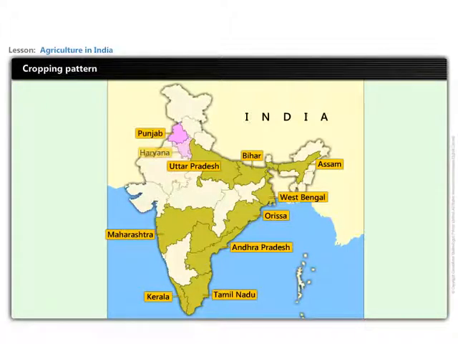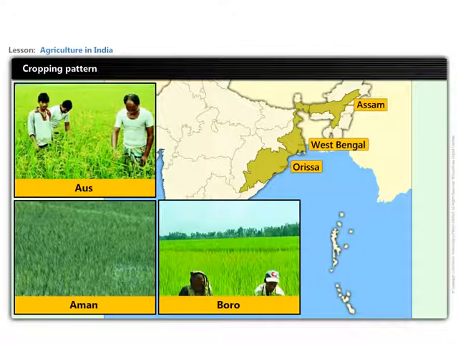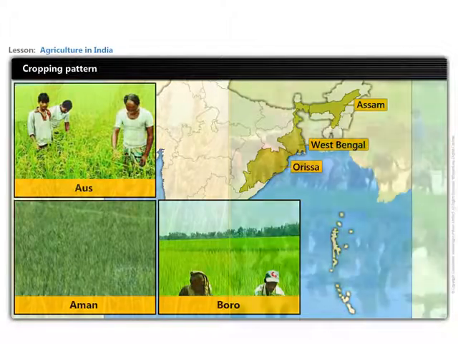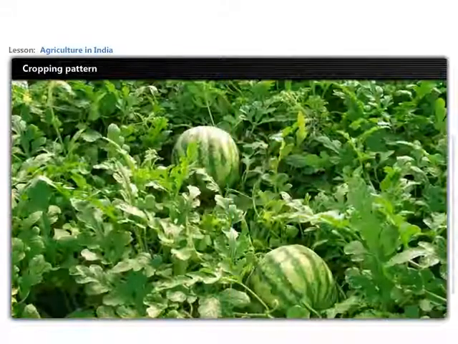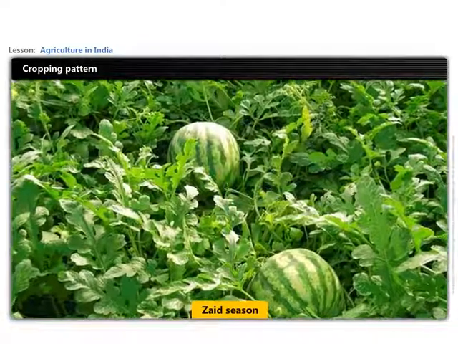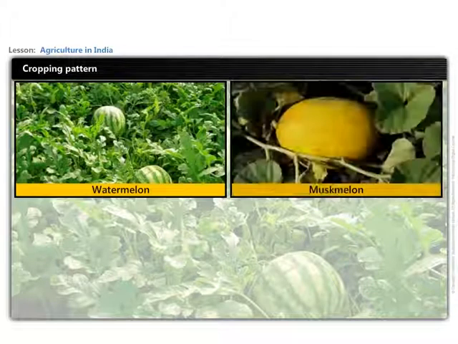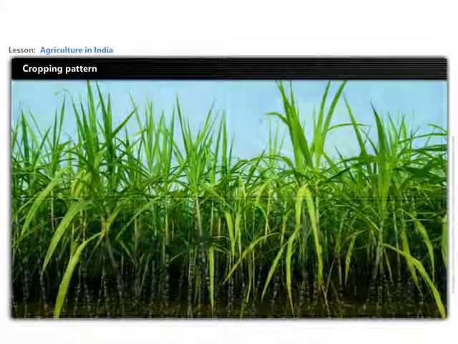Even states like Punjab and Haryana started growing rice recently. In some states like Assam, West Bengal and Orissa, 3 crops of paddy are sown in a year: Aus, Aman and Boro. In between Rabi and Kharif season, there is a short duration in the beginning of summer months. This is known as Zaid season. Some of the crops produced in this season are watermelon, muskmelon, cucumber, other vegetables and fodder crops.